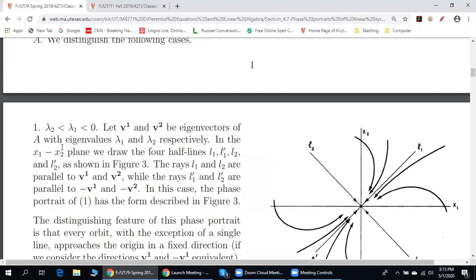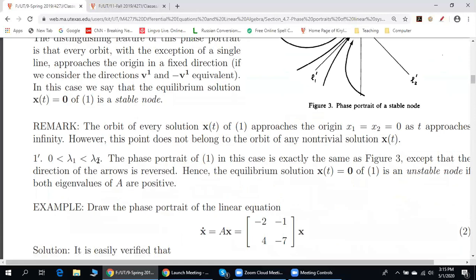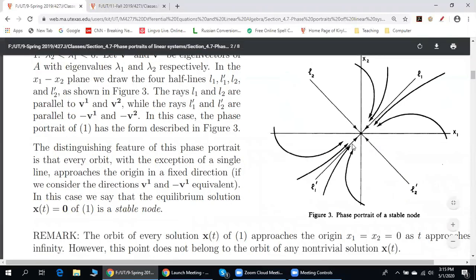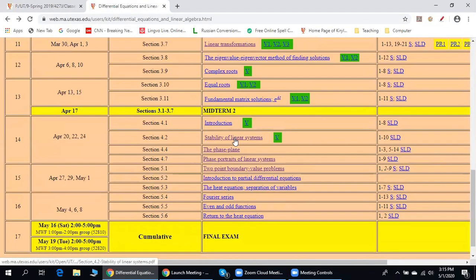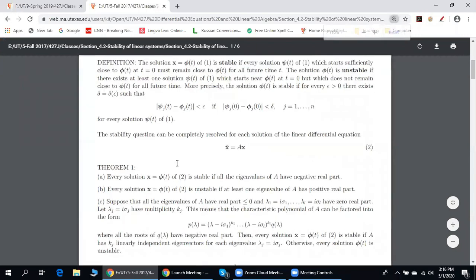Yes. If both lambdas are negative, all arrows point towards the origin. If both lambdas are positive, in the opposite direction. Okay, right. Thank you. And once again, observe that this picture perfectly corresponds to theorem 1 from section 4.2.